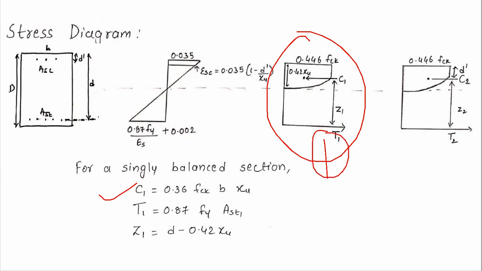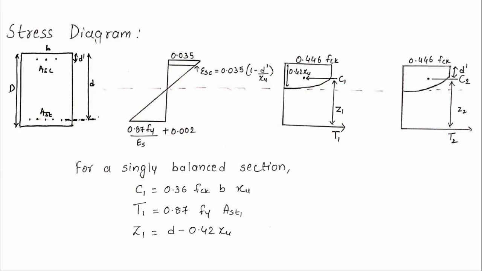Let us say this is section number 1 and section number 2. So the compression force in section number 1, as we have seen in the previous chapter, will be the same. T1 again the same. Z1, that is the lever arm, and the lever arm is the distance between compression force and tension force, again will be the same. So for a singly reinforced section, all the three values will be similar, as we have discussed.